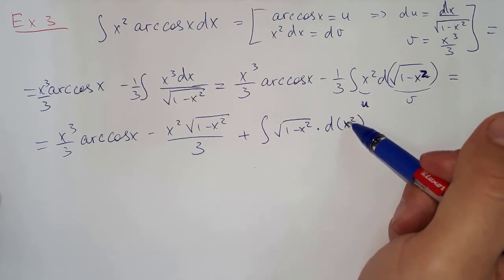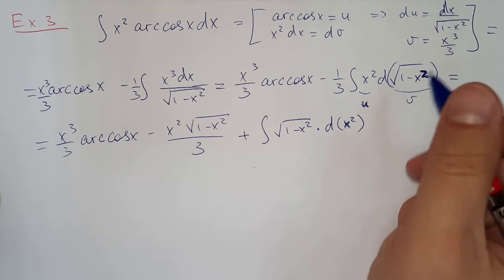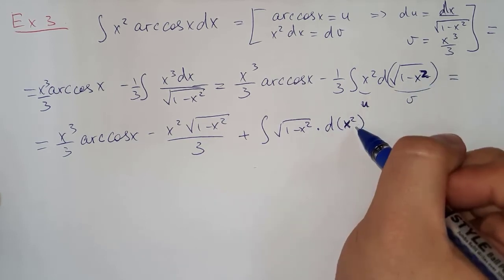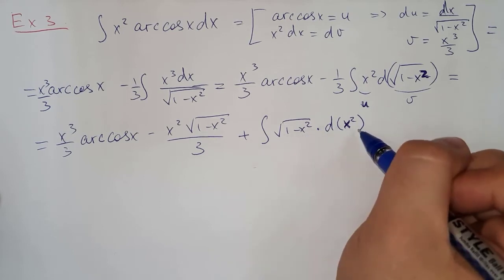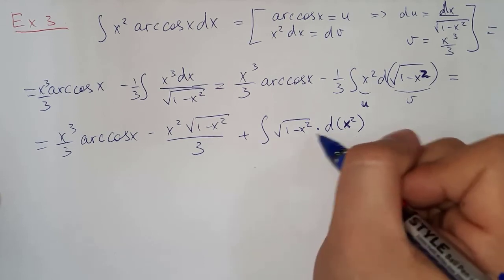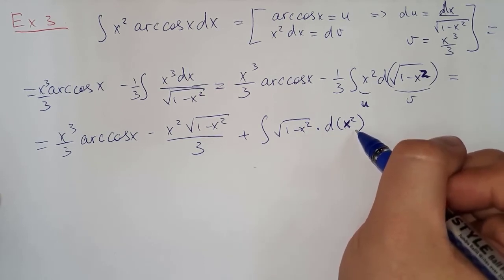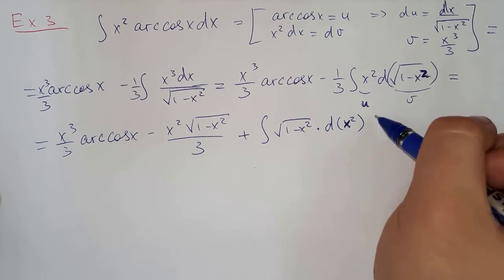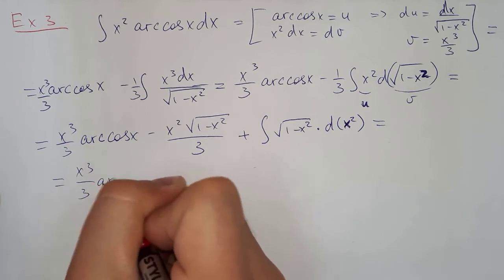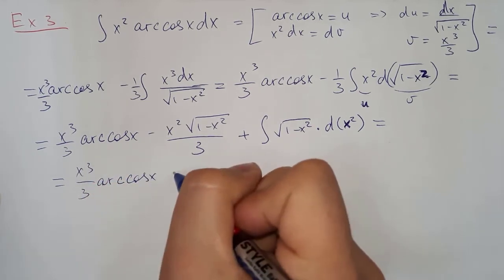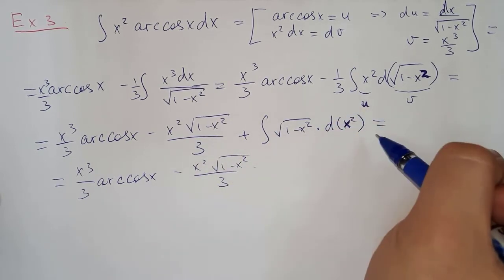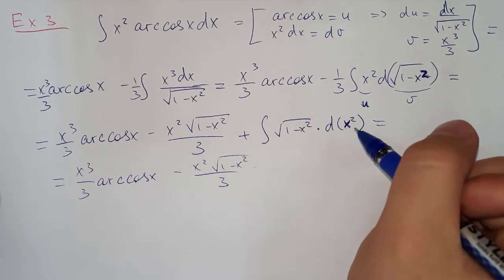So in our case it's very useful for us if you write in differential. So it's d x squared now, and now our variable depends only on x squared, not x. So we can easily find our integral by x squared. So if we continue, it will be arc cosine x, then minus x squared times 1 minus x squared over 3, and this integral is now just a power function.